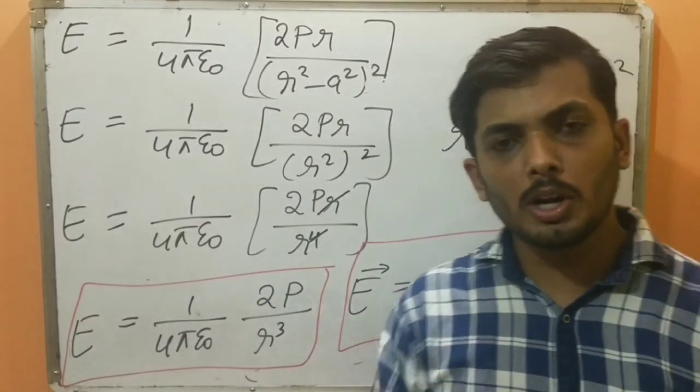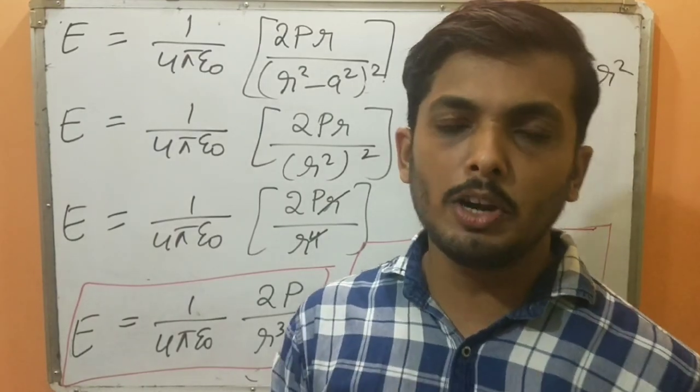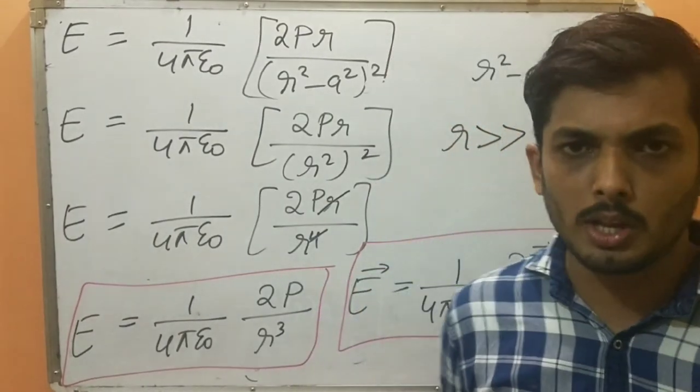Okay, so one more derivation we are going to study, that is electric field due to a dipole now along the equatorial line. Okay.